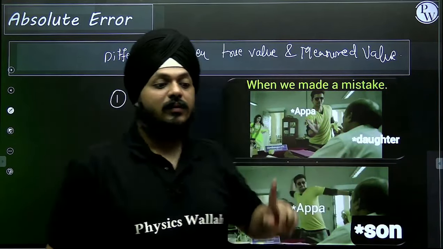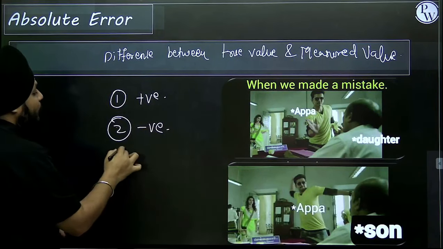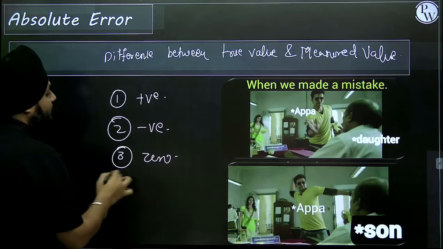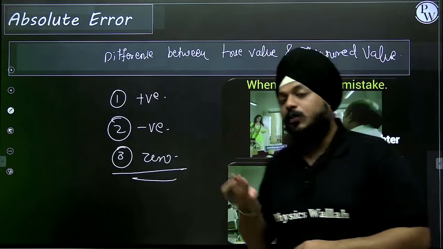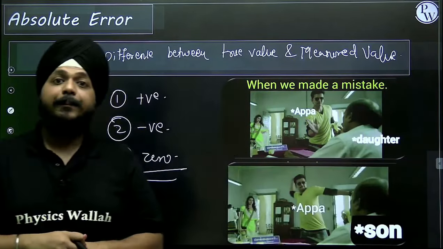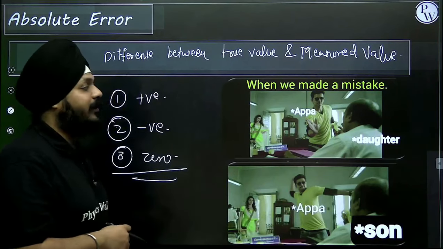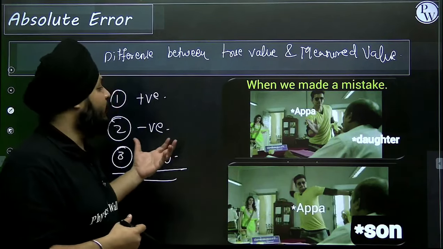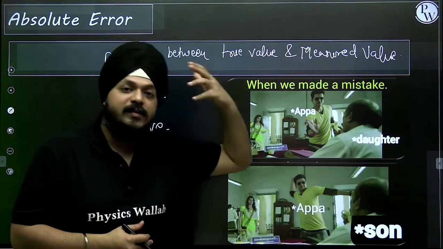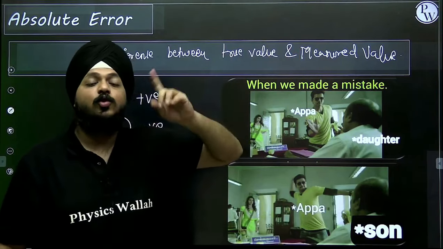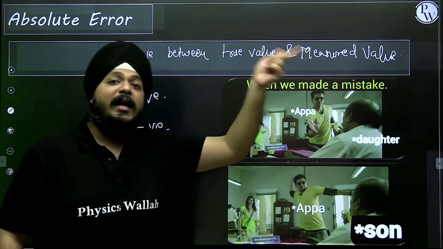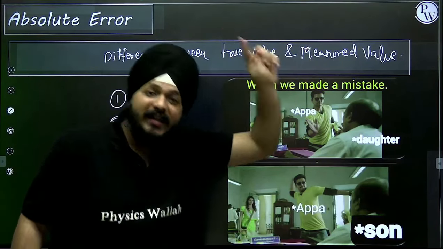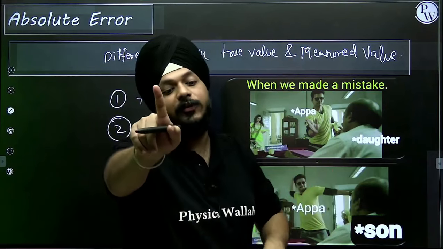Now, absolute error can be positive, absolute error can be negative, absolute error can be 0. But keep one thing in mind. Let us take another example. Papa gave me 10 rupees as pocket money. In the system, it was showing 11. What is the difference? 1. Papa gave me 10 rupees, in the system it was showing 9. In this case also, there is a difference of 1.